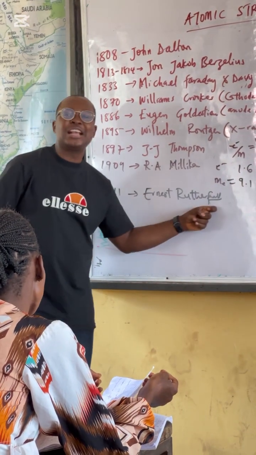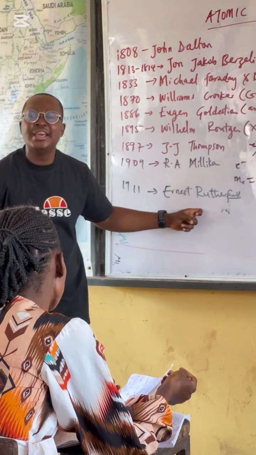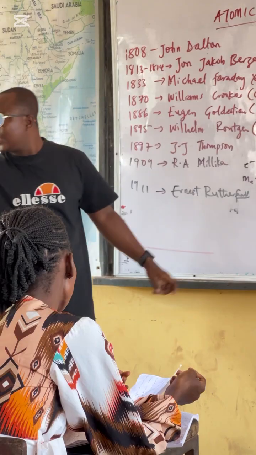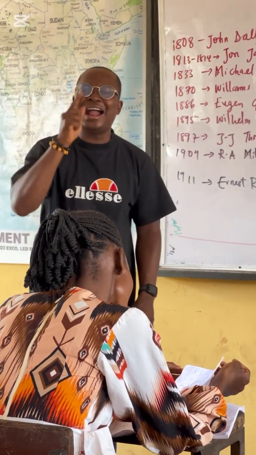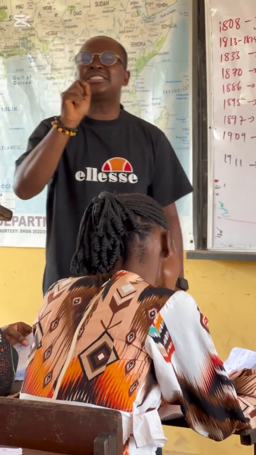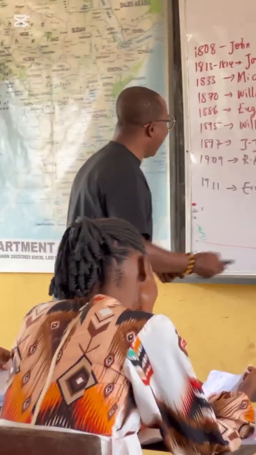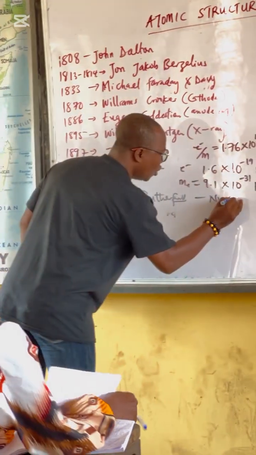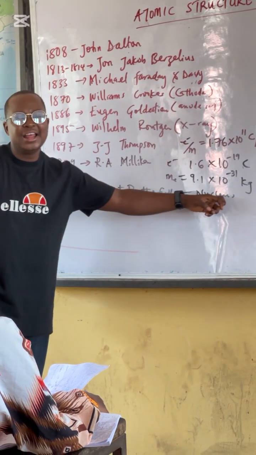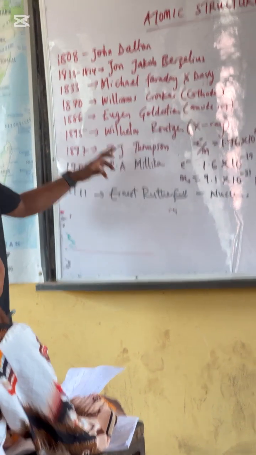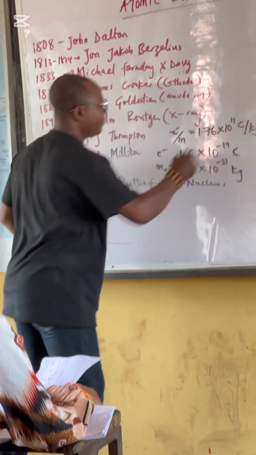So during his gold foil experiment, he was able to prove that every atom consists of a positively charged center known as the nucleus. So we can say Ernest Rutherford discovered the nucleus. J.J. Thomson discovered what? Electron.